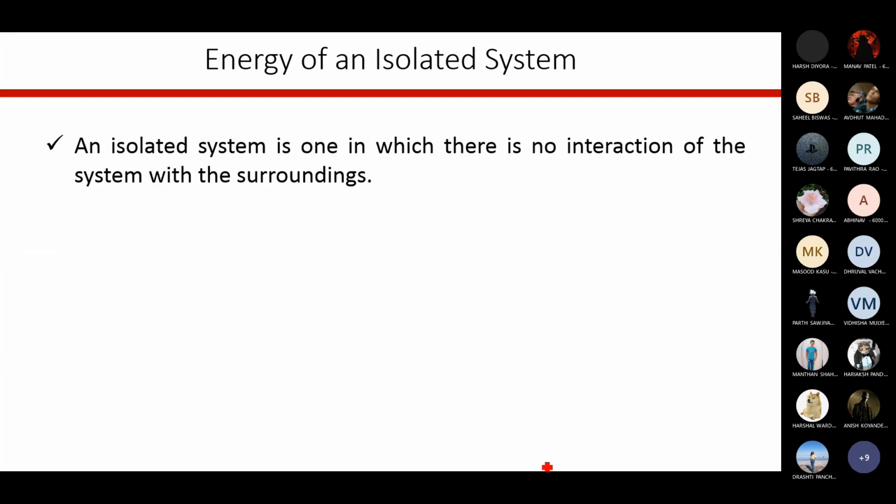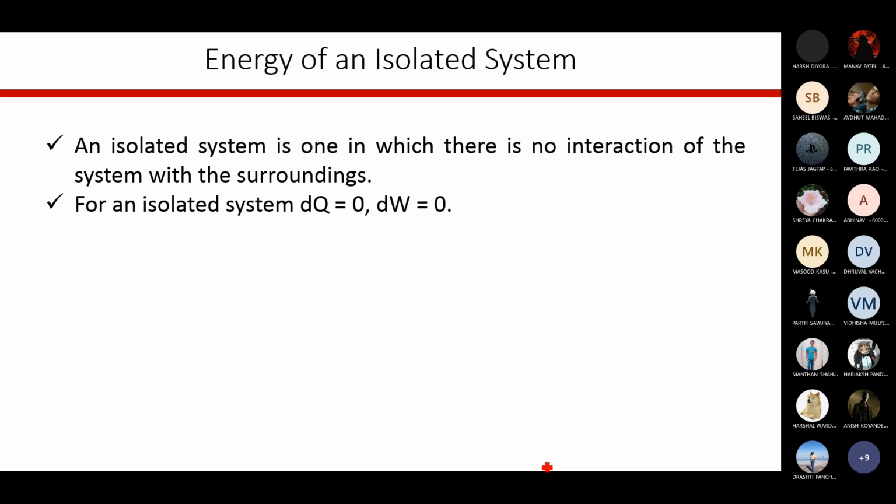Now the last part of the discussion, energy of an isolated system. So look at this statement. An isolated system is one in which there is no interaction of the system with the surroundings. So there is no work interaction or heat interaction taking place between system and surroundings. So that kind of system we call an isolated system, right?